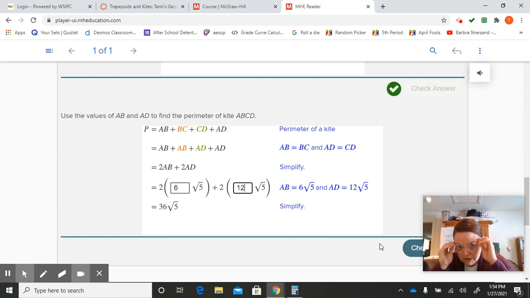Now, most of the time you will not have these ugly of numbers to use. You'll have regular numbers, which makes it a little bit easier.